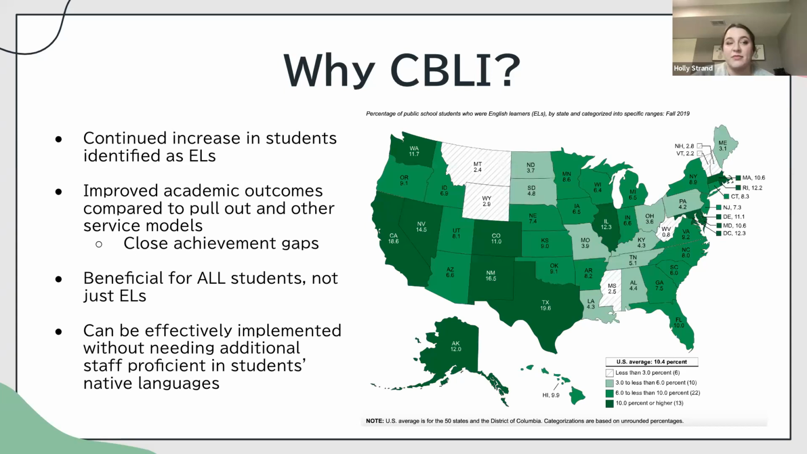Why should we use it? Like I alluded to earlier, we're all language teachers. As you can see in this map, many states have large EL populations, and all states in the United States have English learners and immersion bilinguals. We know that those populations are only going to continue to increase, and they are also becoming less centralized, meaning more English learners and EBs are going to be enrolling in suburban and rural schools who may not yet have the resources to support those populations. We know that CBLI is good for all students, not just English learners, and it will help close achievement gaps.